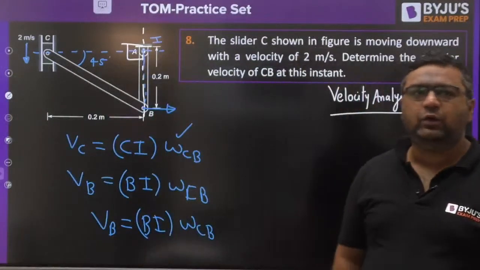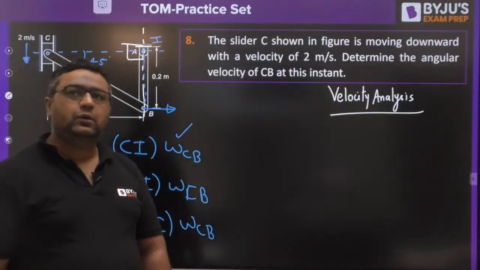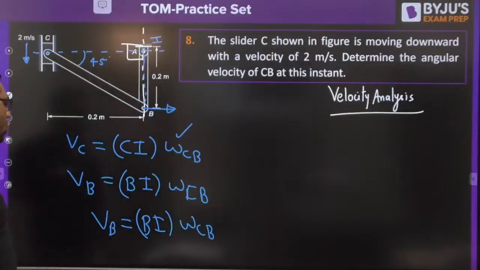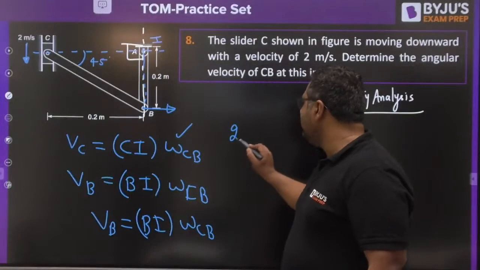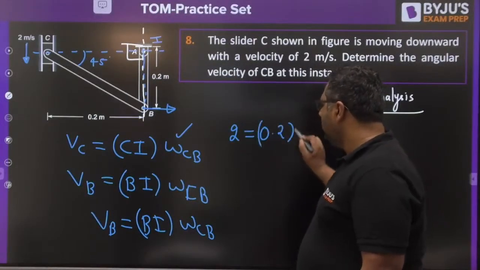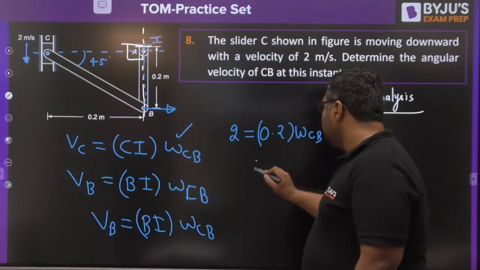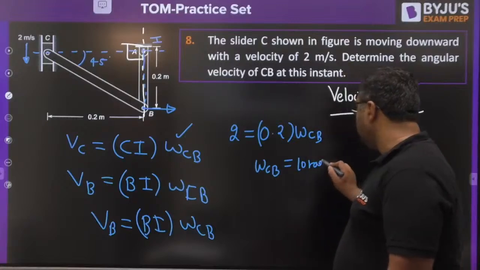Very good, guys. Very good, Sai Ram, Sagnik, Abhishek. So, guys, when you will be solving this, VC is 2 meter per second. The distance is 0.2 into omega CB. This is a very easy question. Omega CB is going to be 10 radian per second.